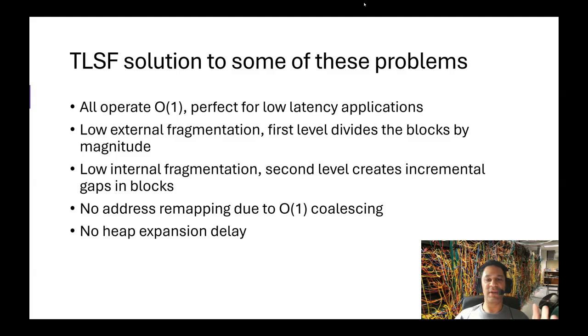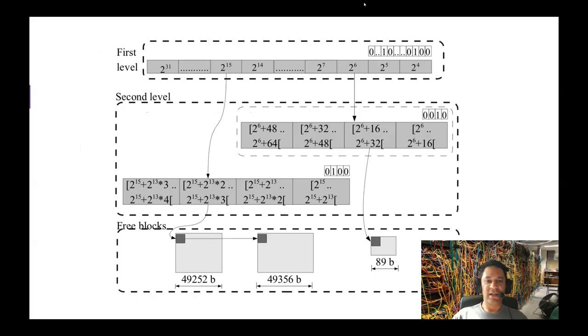For two-level segregated fit, every time you need more memory, you just insert a new block, or you just remove a block. So if you need more memory, just insert it, and then you start using it, and start cutting, and that's how it works.